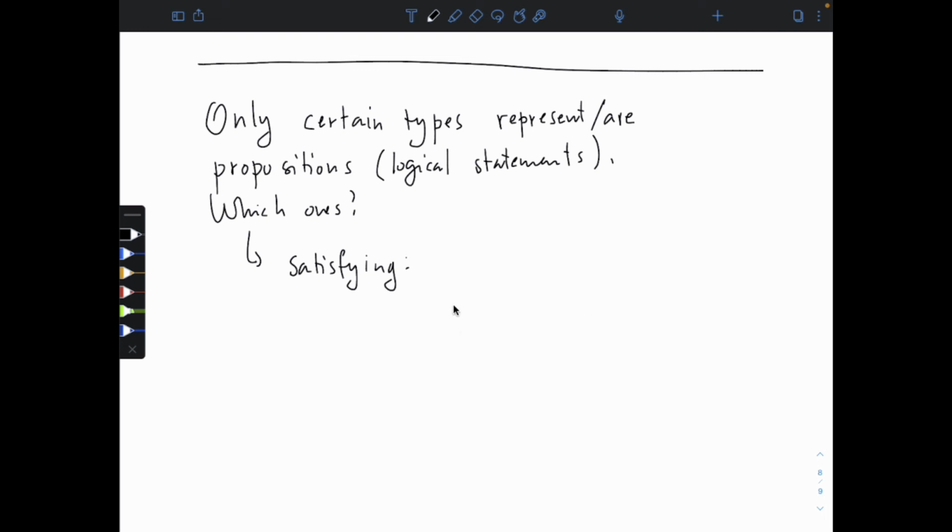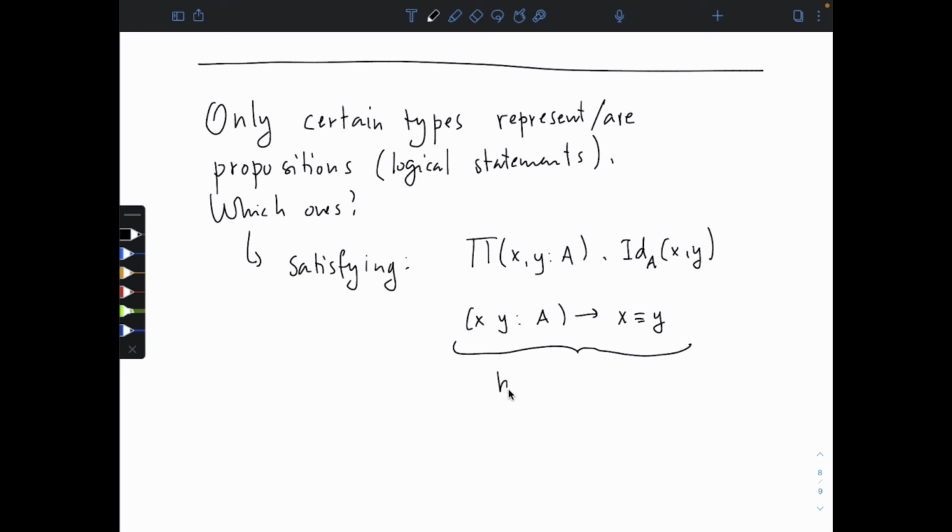Any two elements of that set are equal. Or in Agda, any two elements of that set are equal. Yes? This is how you can say it. Now, this, because of homotopy type theory, is sometimes called h-propositions. H for homotopy.